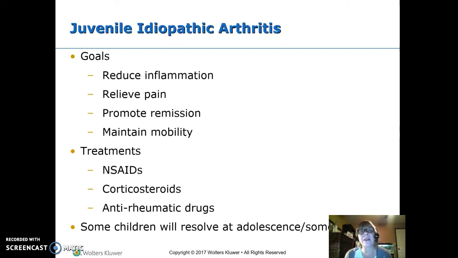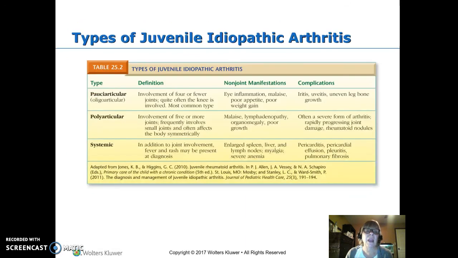Treatments, we're going to start with NSAIDs, right? Bring down the inflammation. If that's not good enough, we move up to corticosteroids and then anti-rheumatic drugs. Many kids who get the juvenile arthritis, it resolves on their own. Some it doesn't, but many it does. So as long as we can prevent joint damage, they'll be fine in the end. And here's a little picture about that.